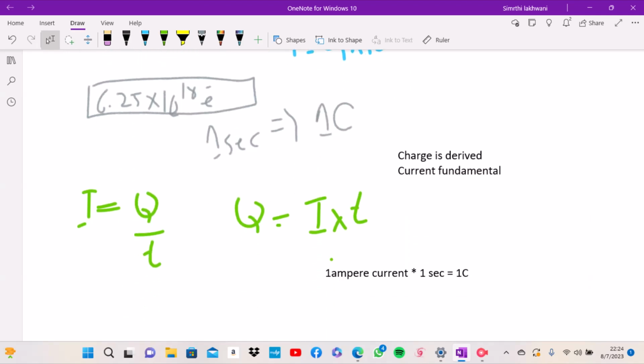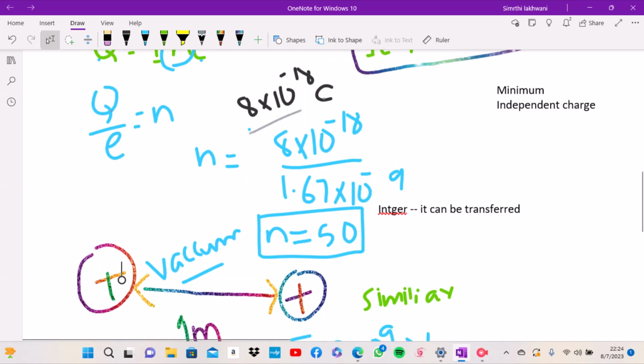that is known as 1 coulomb charge, right? Now, charge is basically a derived quantity, but current is a fundamental quantity. One more definition of the coulomb is that Q is equal to I multiplied by t. It means when 1 ampere current passes through a wire in 1 second, the charge that flows through that wire is equal to 1 coulomb, right?